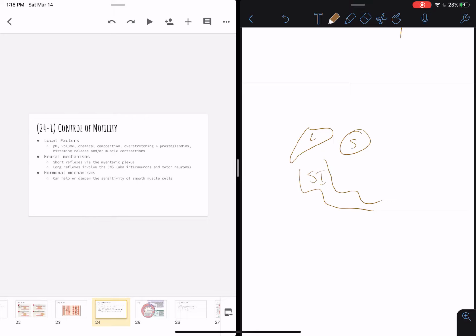So the short reflexes are either within the same organ or nearby organs. Versus long reflexes have to go all the way back up to the brain. So we call that a long reflex. Let's go down to the stomach. Long reflexes have to travel through the central nervous system. Short reflexes stay in the peripheral nervous system.